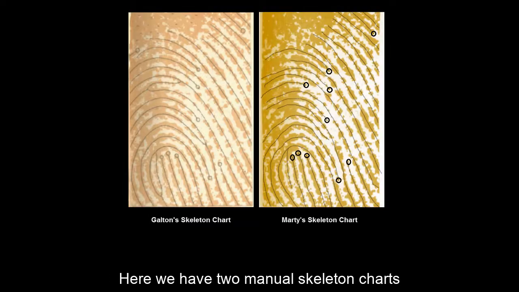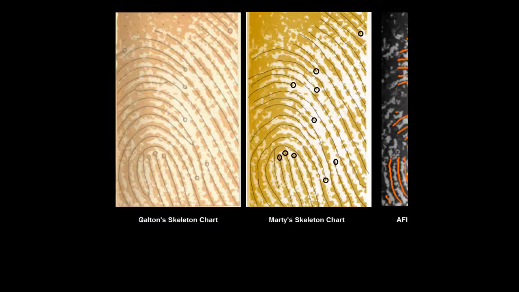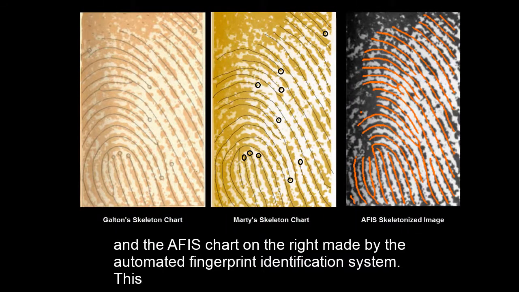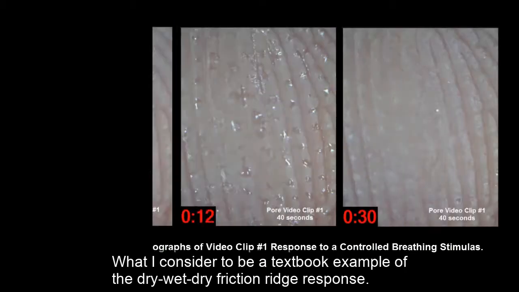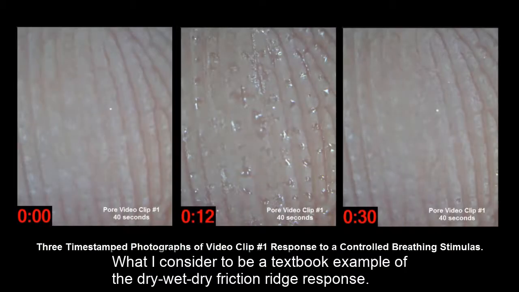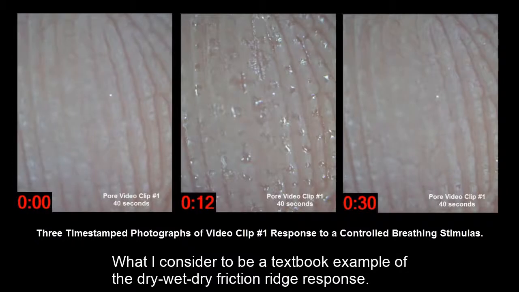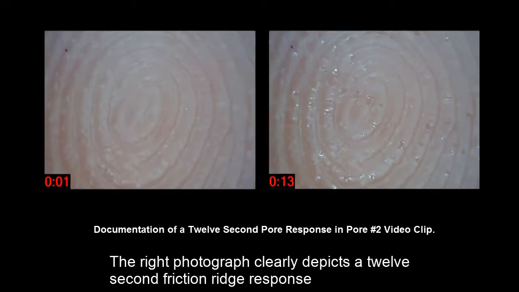Here we have two manual skeleton charts and the APHIS chart on the right, made by the automated fingerprint identification system. This is a photograph depicting the LED lights reflecting in the pore orifices, what I consider to be a textbook example of the dry, wet, dry friction ridge response to a breathing stimulus. The right photograph clearly depicts a 12-second friction ridge response.